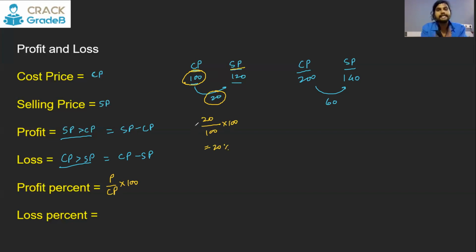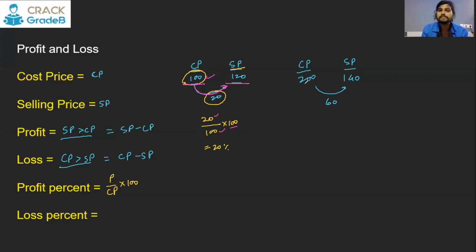This is exactly the same thing that we saw under percentage, that is percentage increase. If 100 is becoming 120, what is the percent increase? How do you calculate? You calculate the actual increase, which is 20, upon the base value, which is 100, into 100, right? Same thing, but under a different name, that is profit percent.